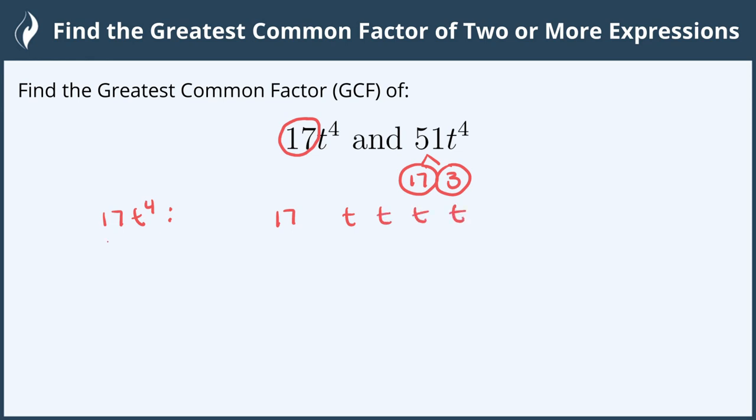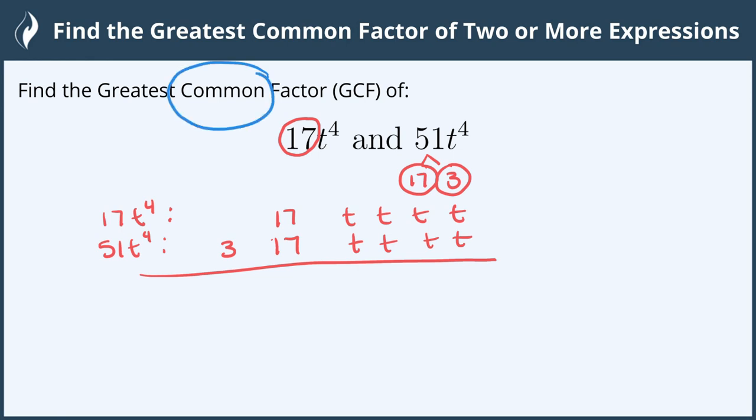Now we'll list all the factors for 51t to the fourth, and starting with the smallest one is 3, then 17, and again we have t to the fourth, so we have t times t times t times t, and we'll just find all of the ones in common because we want the greatest common factor. 17 is in common, and 4 t's are also in common.